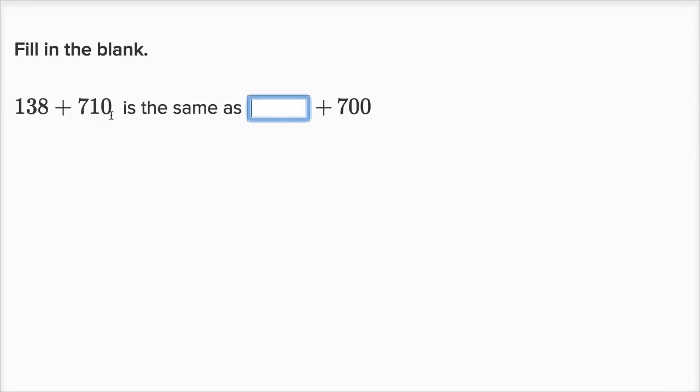138 plus 710 is the same as blank plus 700. So we had 710 and it's now 700. So we took 10 away from that number. So we have to give it to the other number. So 138, we have to add 10 to that. So that's going to be 148. Now, why was that useful? Well, 148 plus 700, you can do that in your head. That's going to be 848, and that's easier to compute than what we just had over here.